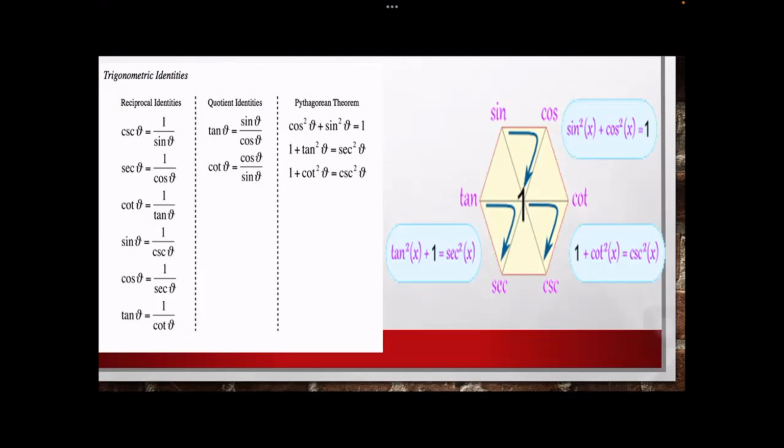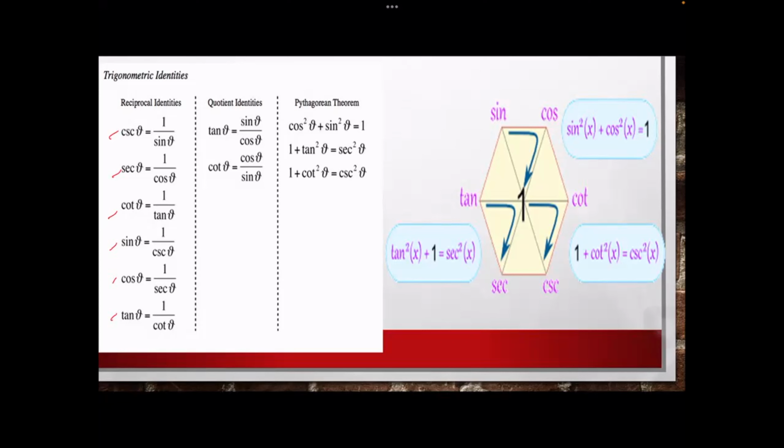Kasama diyan is the reciprocal identities. Kapag sinabi natin the reciprocal identities, that is the mabaliktaran ng isa. So cosecant theta is equal to 1 over sine theta. Equal silang dalawa. Then secant theta is equal to 1 over cosine theta. Then cotangent theta is equal to 1 over tan theta. And sine theta is equal to 1 over cosecant theta. And cosine is equal to 1 over secant. And tangent is equal to 1 over cotangent theta.